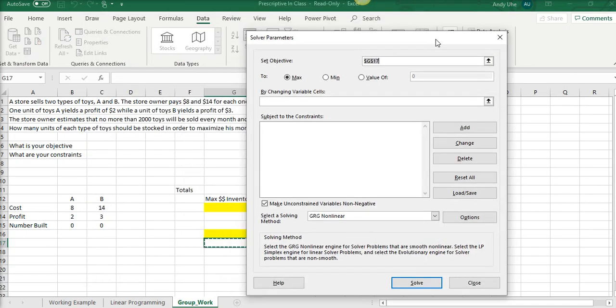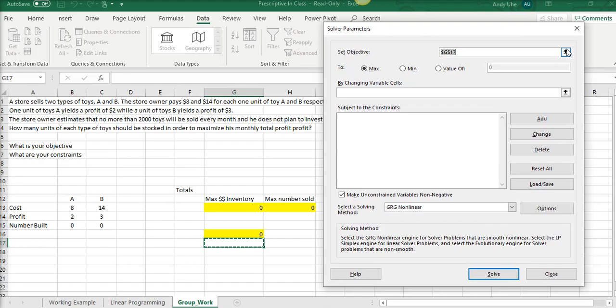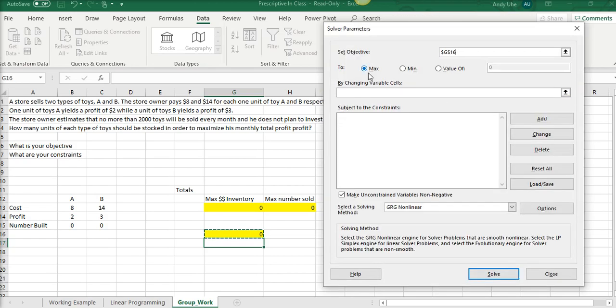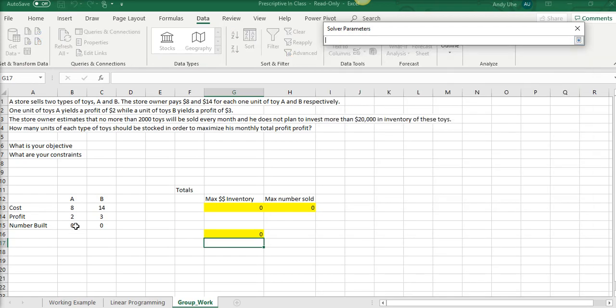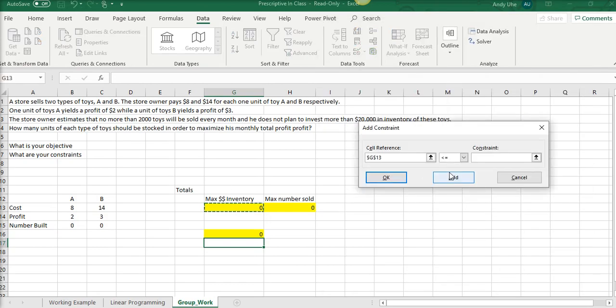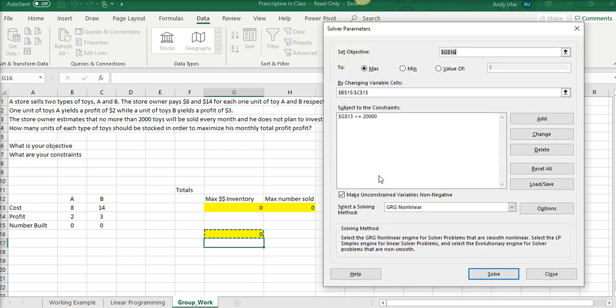We're going to set our objective to be G16. We're going to try to maximize. We're going to change the variable cells of A and B. And we're going to have constraints. Max inventory. That is going to be less than or equal to $20,000. We're referencing a formula, and we're setting that to be less than or equal to a static number.